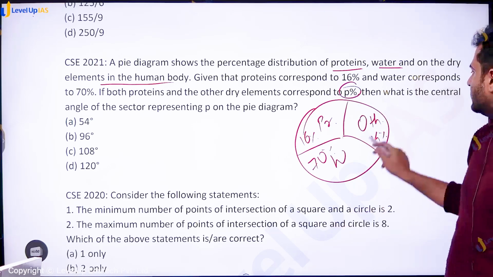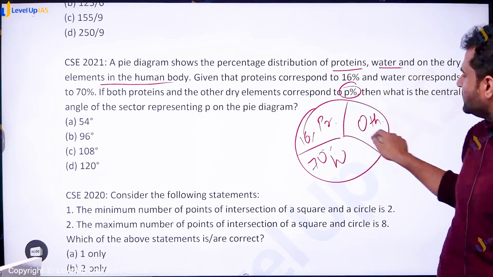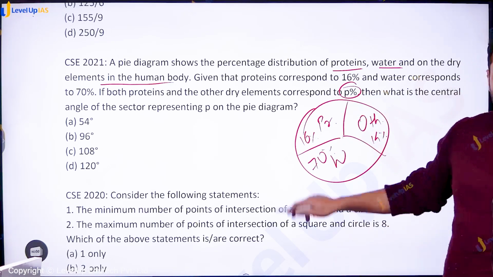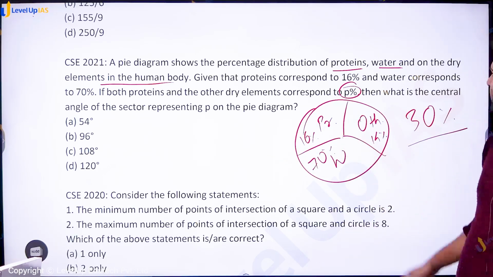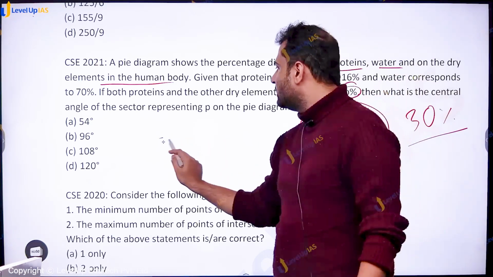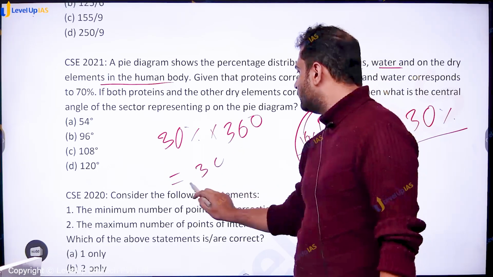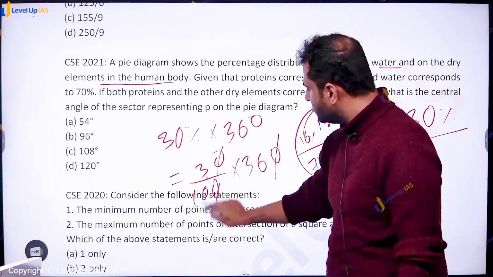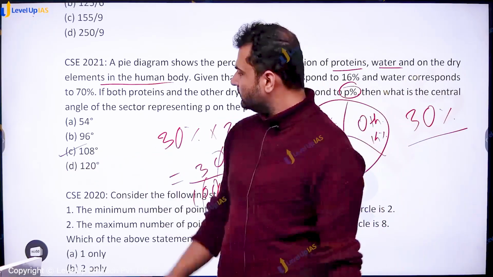And they are saying it is P%. So what will P be? Protein and other dry elements correspond to P%. So P is nothing but 16 plus 14, protein plus other dry elements. So P% is nothing but 30%, and the central angle corresponding to that 30% is 30% of the total angle, which is 360, equal to 30 by 100 into 360. Cut, cut, 3 into 36, it is 120.